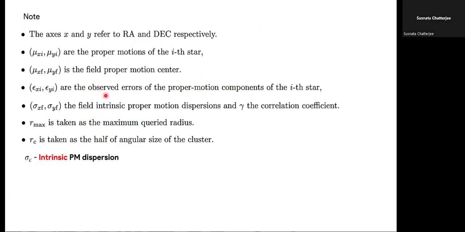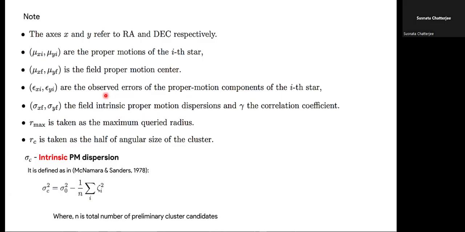So how do we calculate sigma C? It is called the intrinsic PM dispersion. It is defined as sigma C squared equals sigma naught squared minus 1 by n times the sum over all zeta i squared, where n is the total number of preliminary cluster candidates, and zeta i is epsilon xi plus epsilon yi divided by 2, which is the average of the observed errors of the proper motion components, and sigma naught squared is the normal standard deviation of the proper motion.